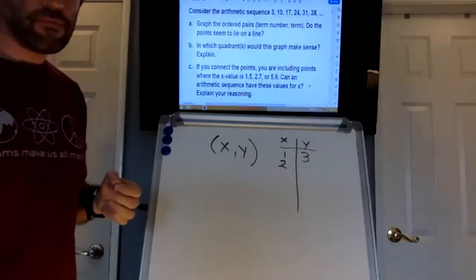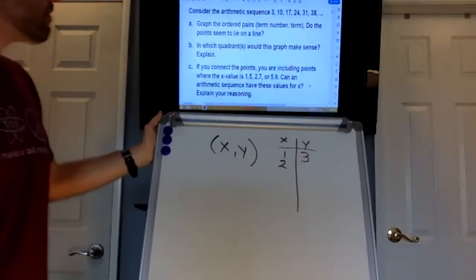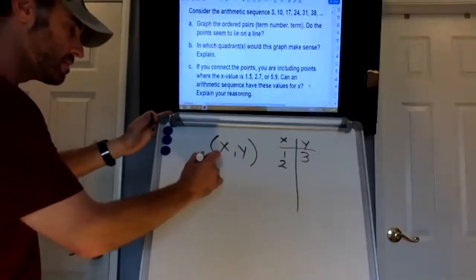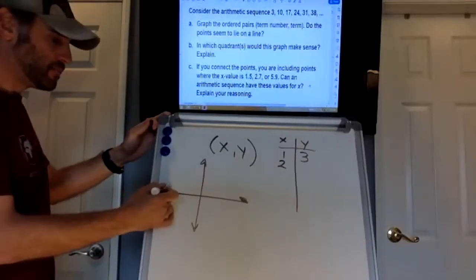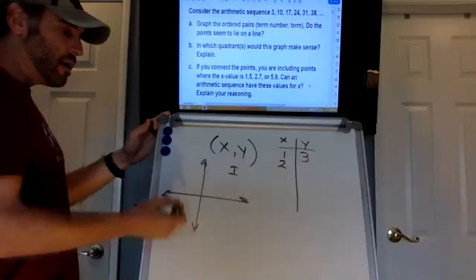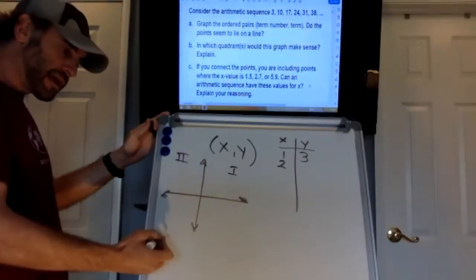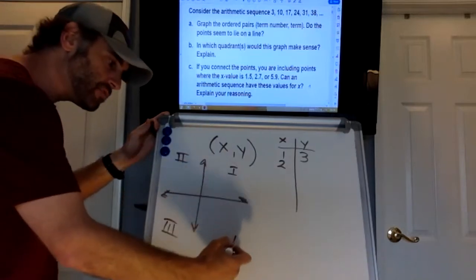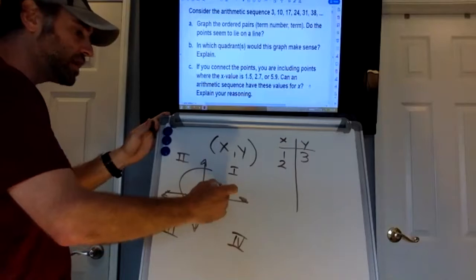What is the order of the quadrants? So it's counterclockwise. We start with positive, positive, quadrant 1. Then negative, positive, quadrant 2. Negative, negative, quadrant 3. Positive, then negative, quadrant 4. And we go in this counterclockwise rotation.